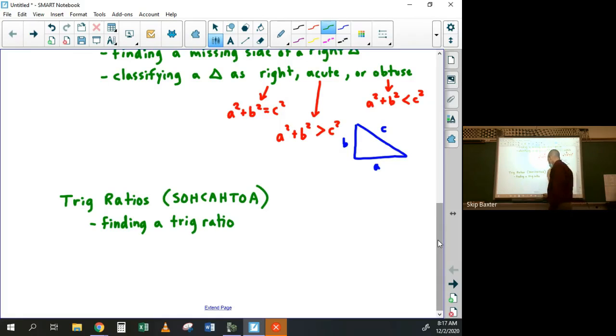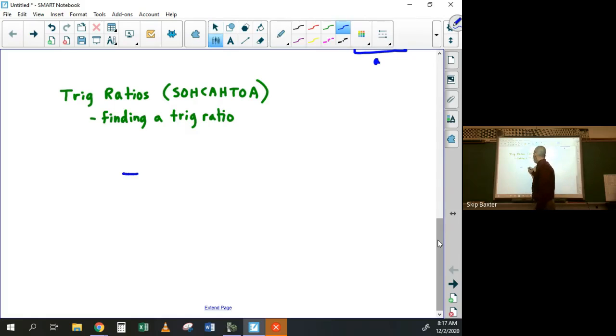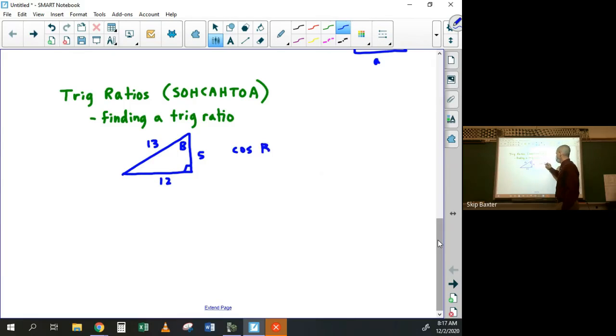Okay, so for example, if they gave you a right triangle, 5, 12, 13, and they said, find the cosine of angle B, you just have to look at this triangle and say it's adjacent over hypotenuse. This would be 5/13. That's all there is to it.